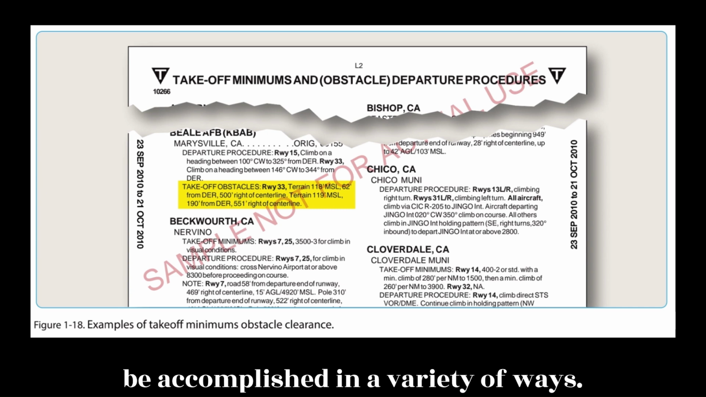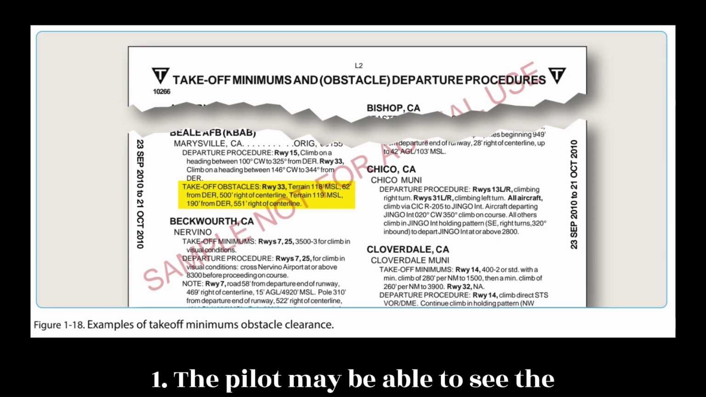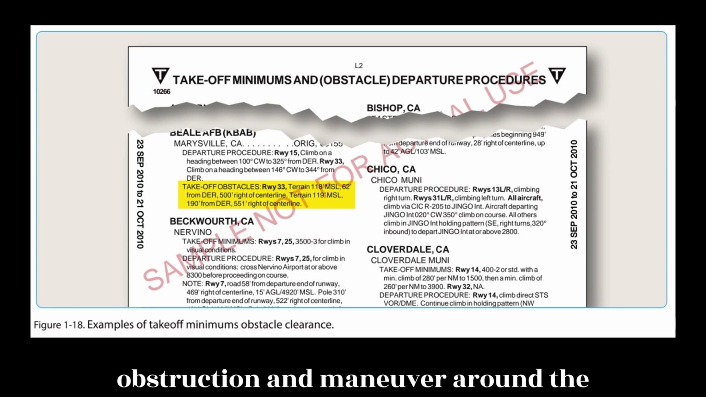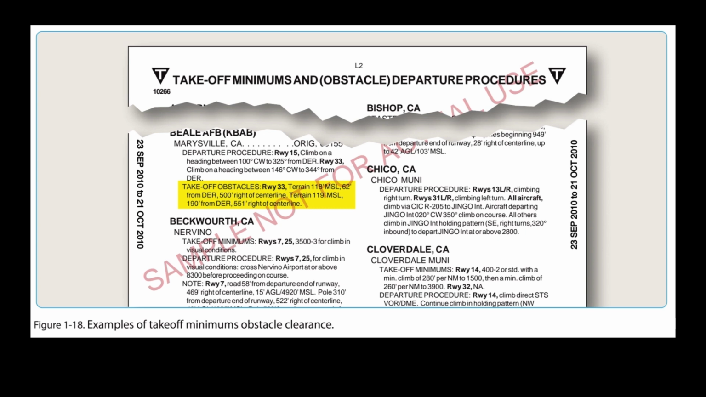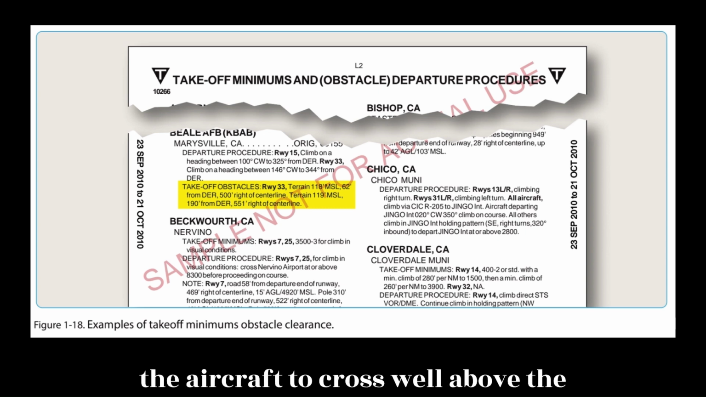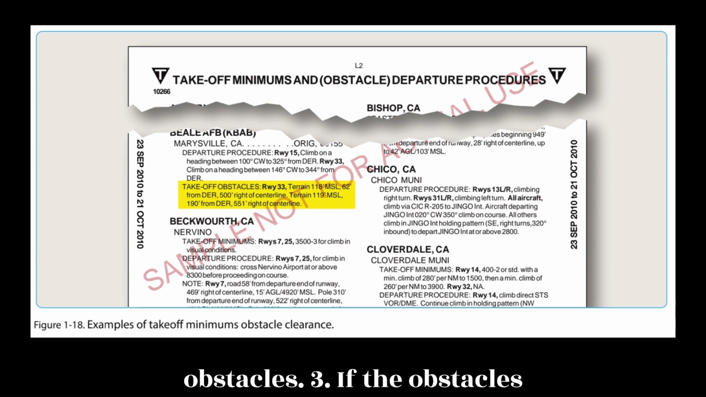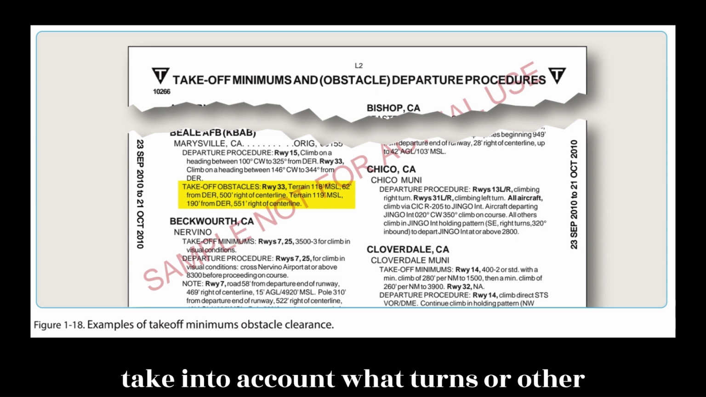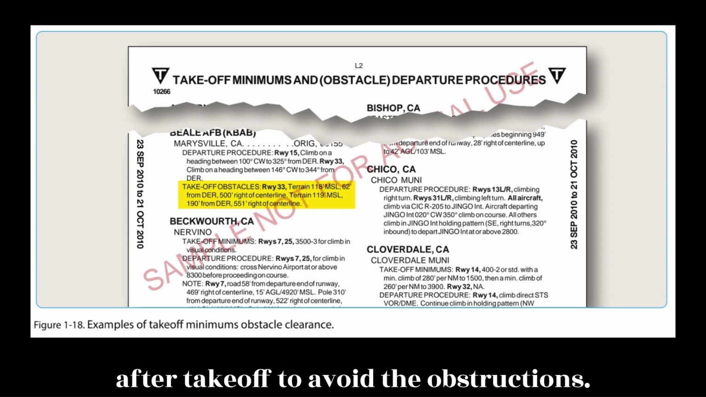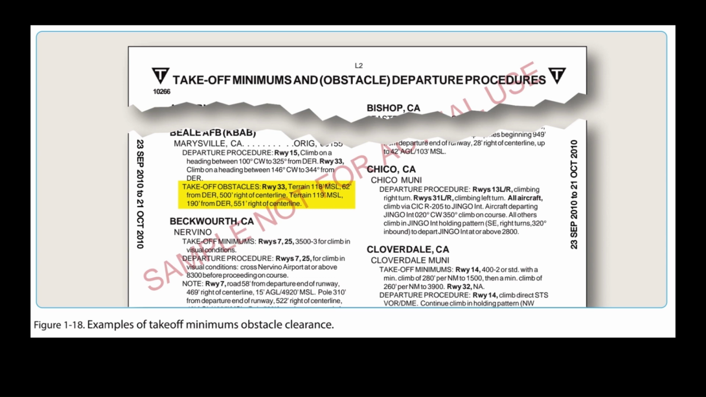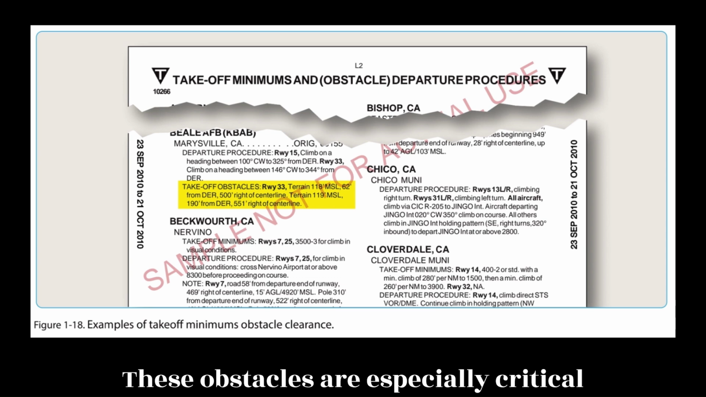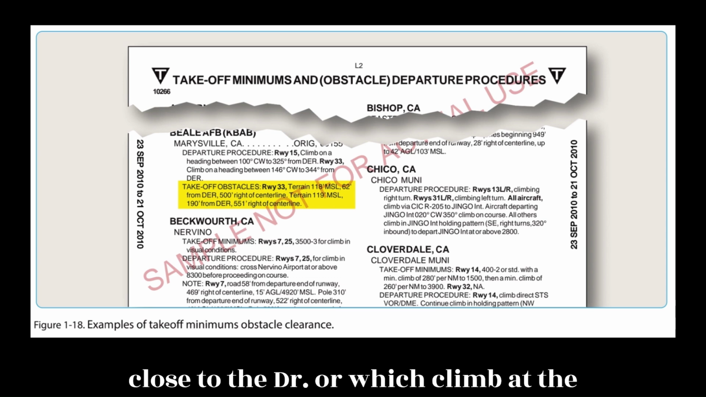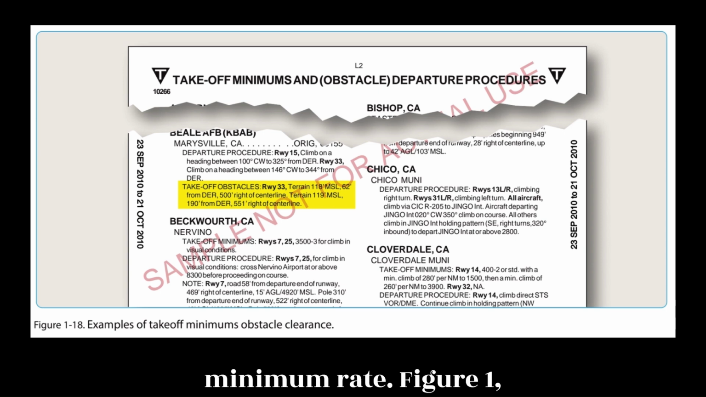This can be accomplished in a variety of ways. 1. The pilot may be able to see the obstruction and maneuver around the obstacles if necessary. 2. Early liftoff/climb performance may allow the aircraft to cross well above the obstacles. 3. If the obstacles cannot be visually acquired during departure, pre-flight planning should take into account what turns or other maneuvers may be necessary immediately after takeoff to avoid the obstructions. These obstacles are especially critical to aircraft that do not lift off until close to the DER or which climb at the minimum rate. Figure 1-18. One engine inoperative, OEI, takeoff obstacle clearance requirements.